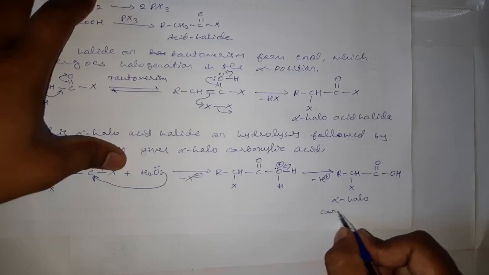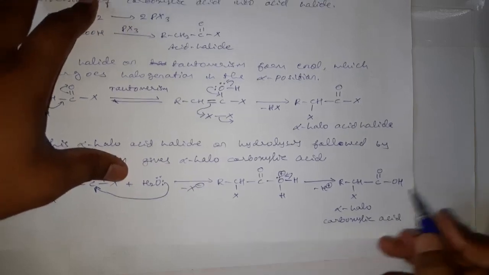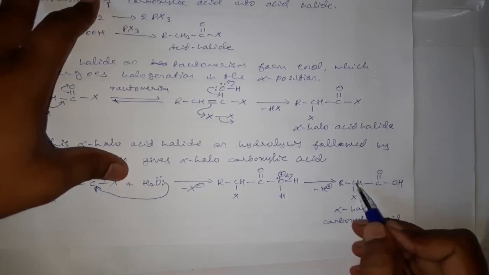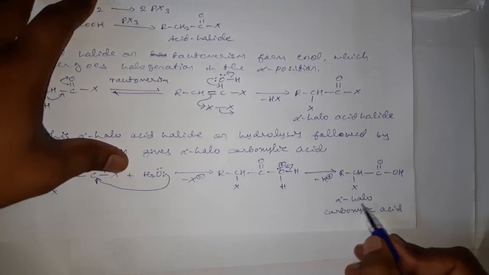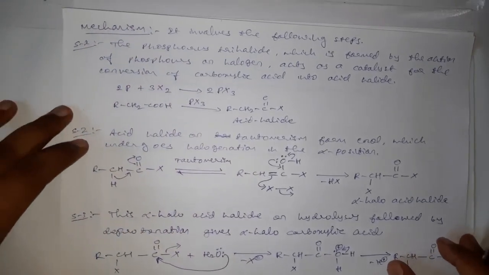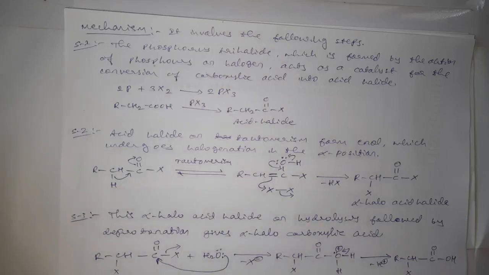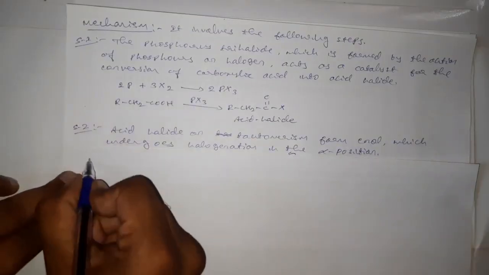halo carboxylic acid. This is a carboxylic carbon, and this carbon is an alpha carbon, and halogen is present on this carbon, alpha halo carboxylic acid. This is all about the mechanism of Hell-Volhard-Zelinsky reaction.